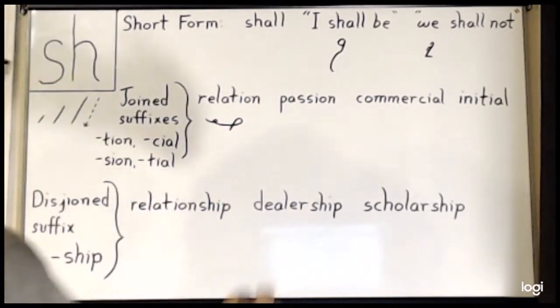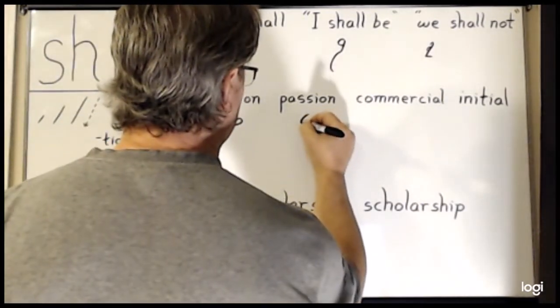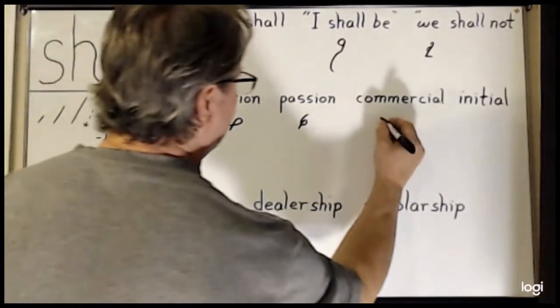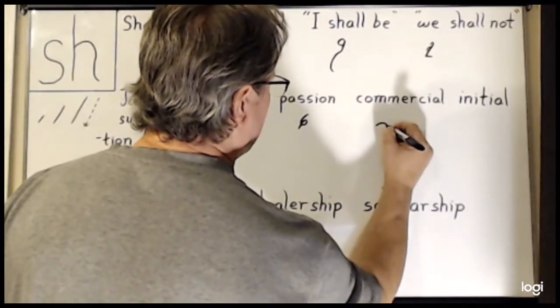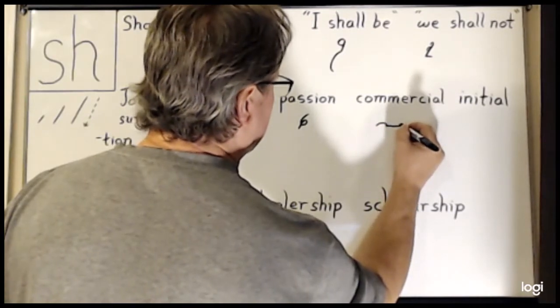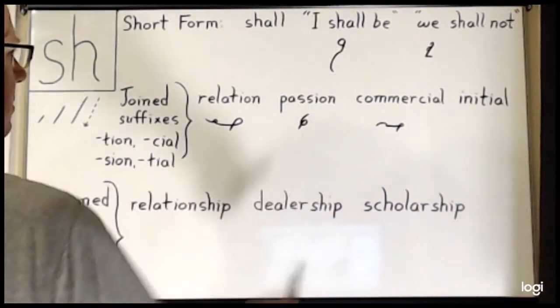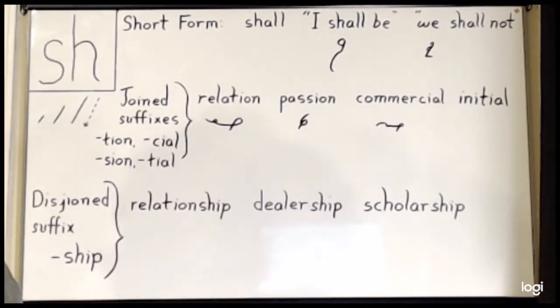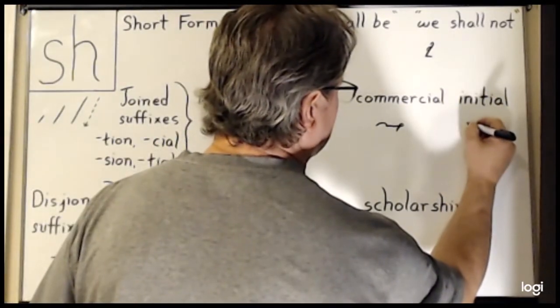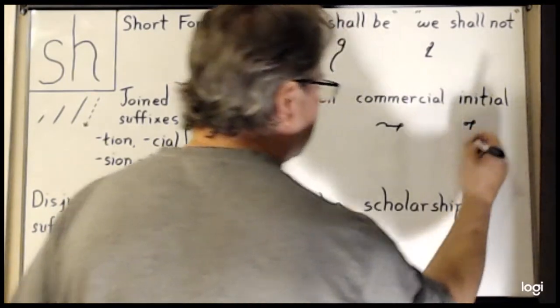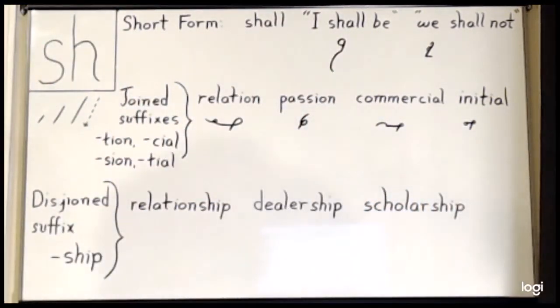For passion, it is simply P-A-SH. For commercial, it is K-M-E-SH. And again, this E here is reversed for the sound in commercial. In the word initial, we'll simply write the E for the I, N-I-SH for the shul sound in initial.